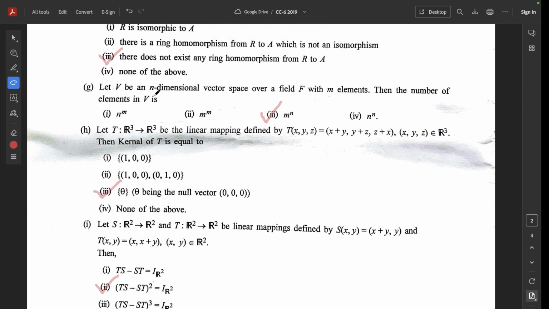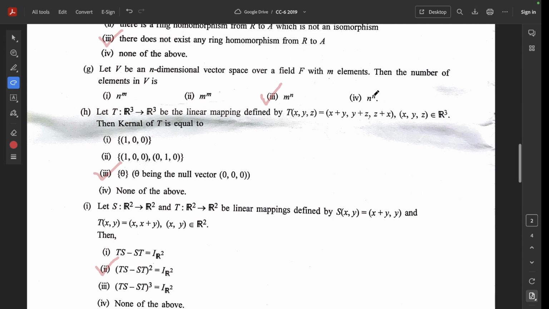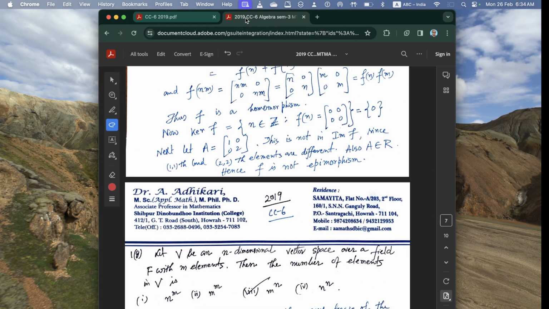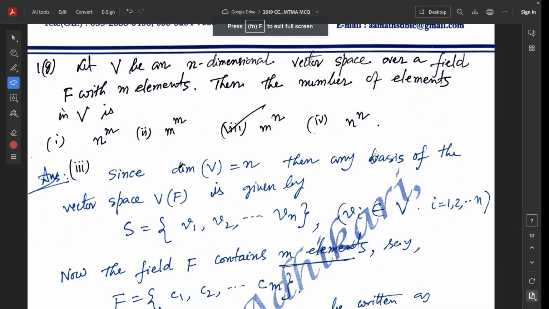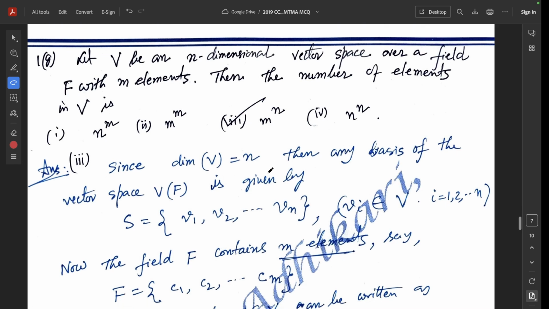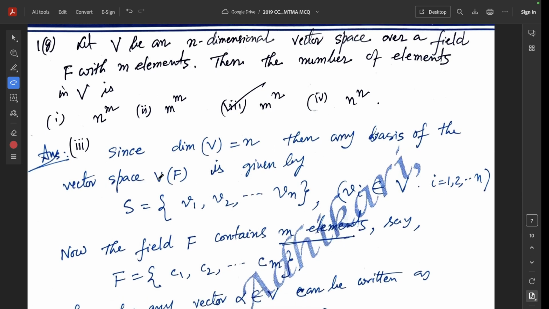Question: Let V be an n-dimensional vector space over a field F with m elements. Then the number of elements of V, the correct option is 3, m to the power n. Since the dimension of V equal to n, any basis of the vector space V over the field F is given by the set S, the set of all those vectors v1, v2, ..., vn, where vi belongs to V, i equal to 1 to n.